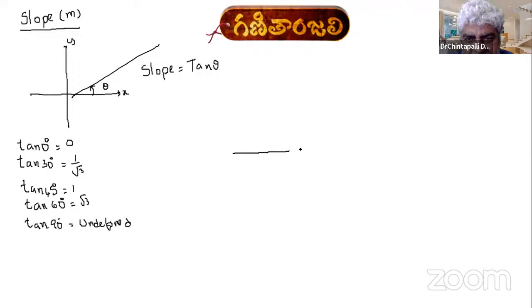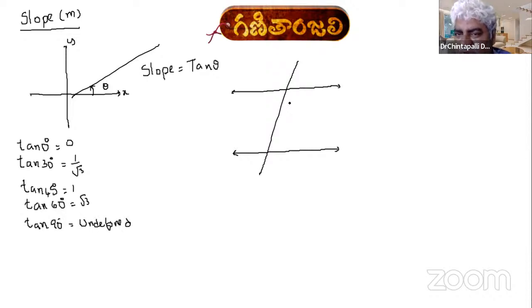This is a line. This is another line. These are two parallel lines. This is called a transversal line. This line intersects these two lines. Now, let this line be L1 and the other line be L2.